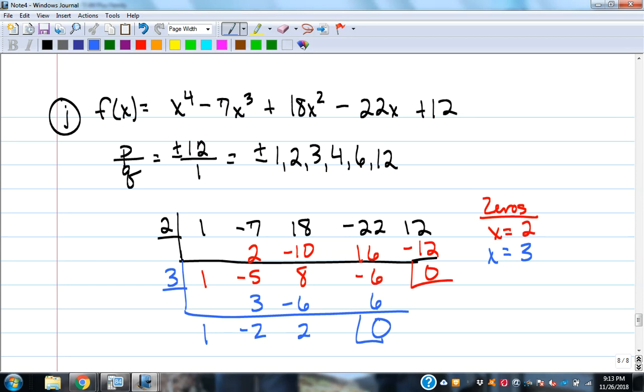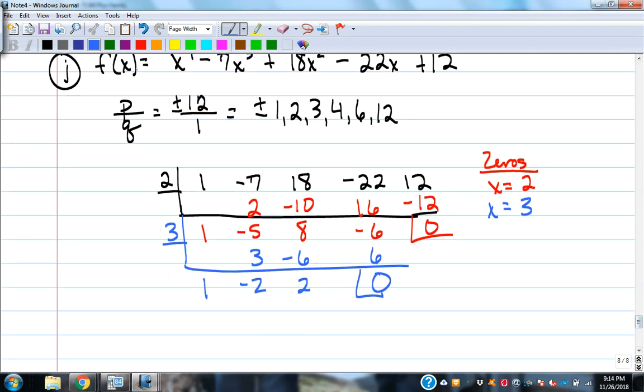That means that's the only 2 x-intercepts, but it doesn't mean it's the only zeros. There should be how many zeros once we get done? Should be 4 because the highest exponent's 4, right? What's this that's left over down here? The 0 is the remainder. What's the 1, the negative 2, and the 2? Where does that go to? It becomes a quadratic. Yeah, we need to do quadratic formula with that.